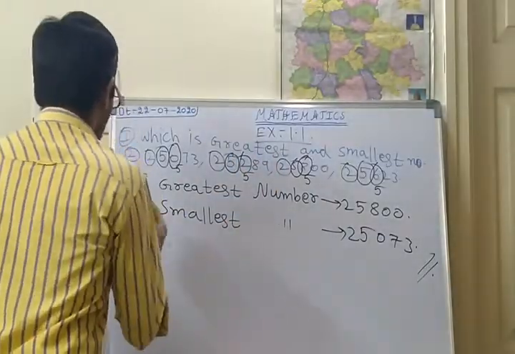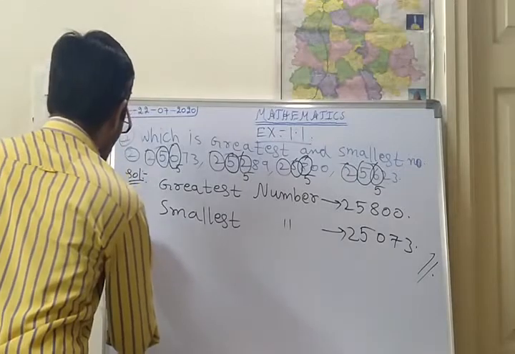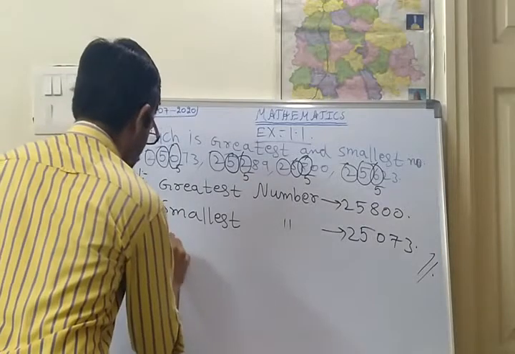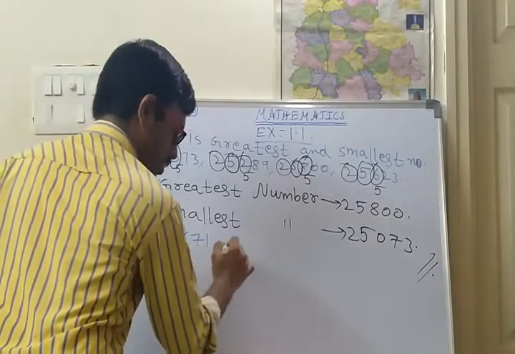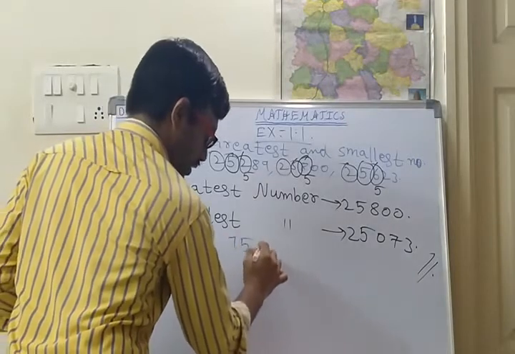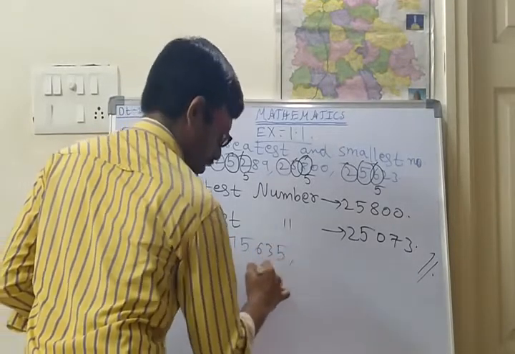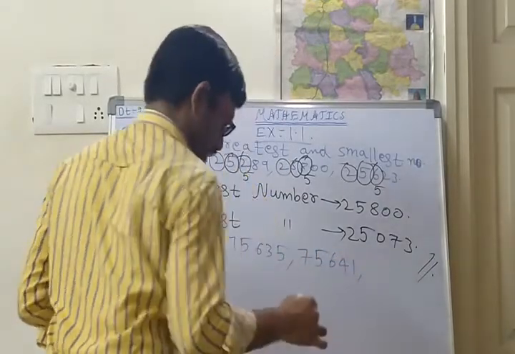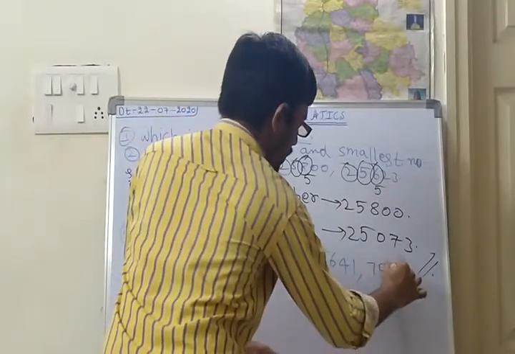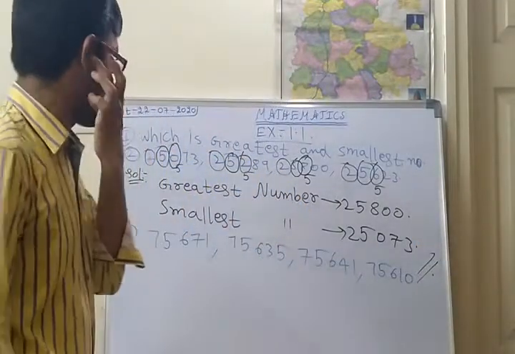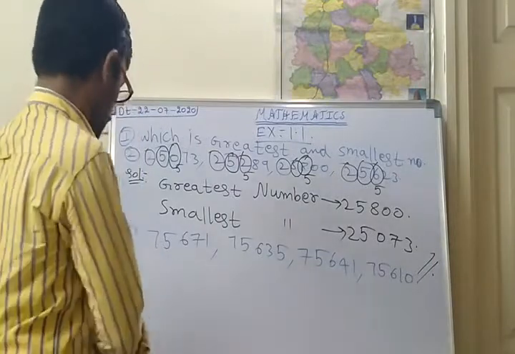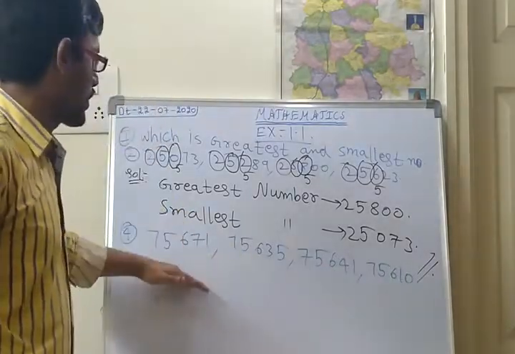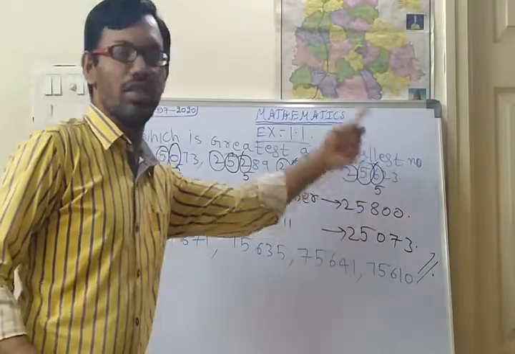Suppose, next, I am doing the fourth problem. The fourth problem is 75671. Next, 75635. Next, 75641. Next, 75610. So like this they are. In these numbers, how many numbers are there? 1, 2, 3, 4. 4 numbers are there. From these 4 numbers you should identify which is the greatest and which is the smallest number.